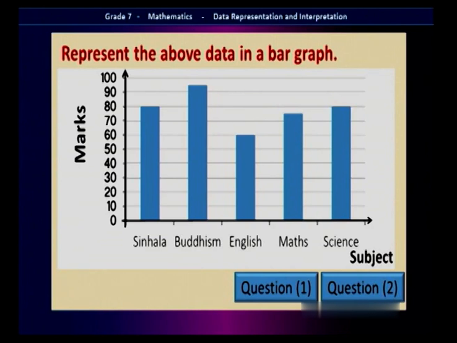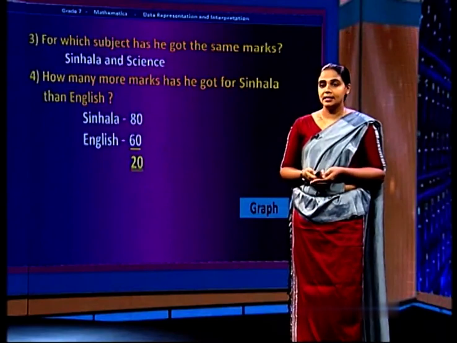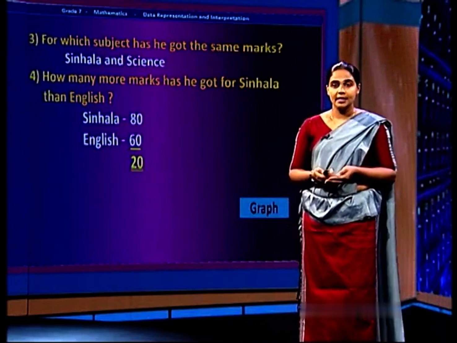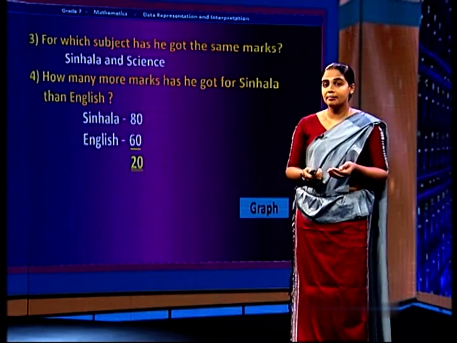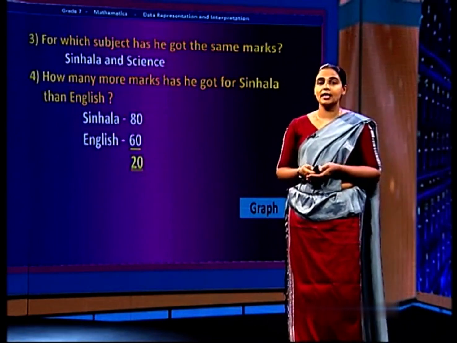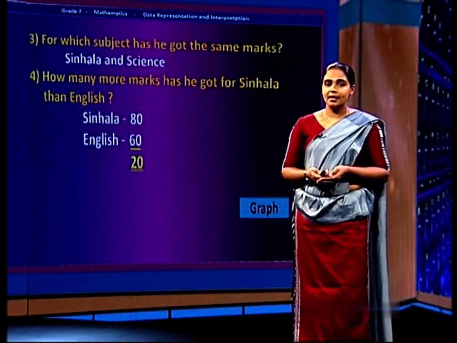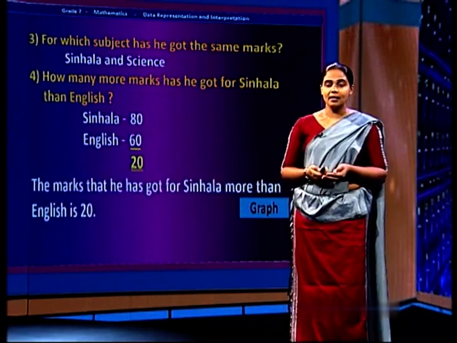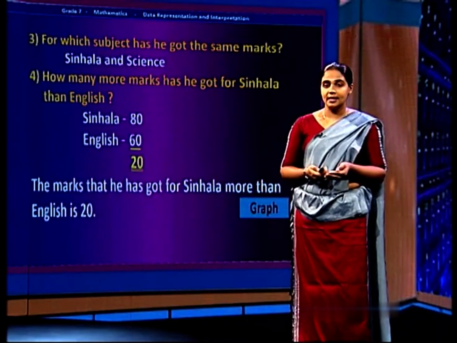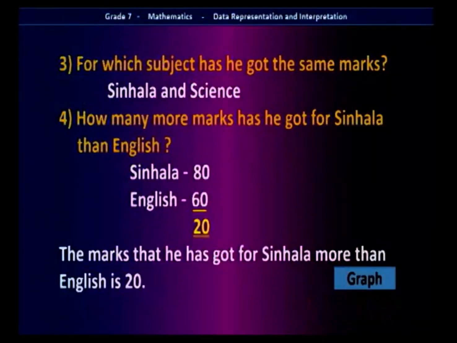Let's go to the answer. Sinhala is 80 marks. For English, it is 60 marks. Then doing subtraction, you can find out the answer. Then the answer is 20. Then my dear kids, you can write down the answer again. The marks that he has got for Sinhala more than English is 20.